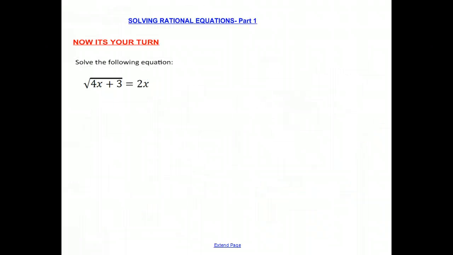So here's a problem, very similar to the one we just did. It says solve the following equation. The square root of 4x plus 3 equals 2x. And this was part 3, not part 1. We'll fix that problem. If you have any problems with that, please review the screencast. You could rewind it and try to follow the steps as you do this problem. That might be helpful. Thank you.